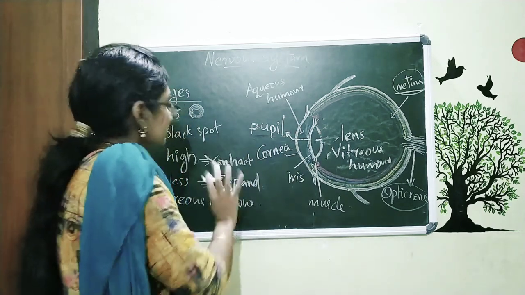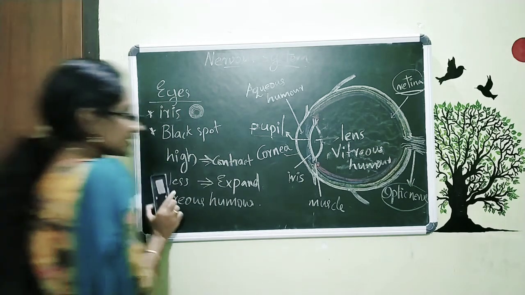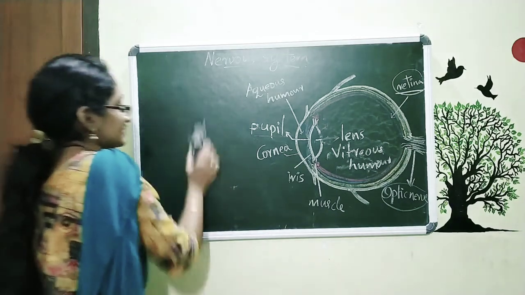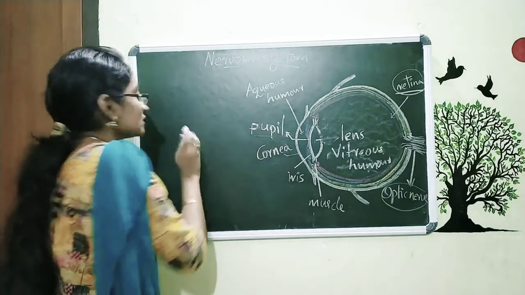So I am going to consolidate this eye, and I am going to write which are the important parts present in our eye. The first one is the cornea. That is, the light is first hitting the cornea.